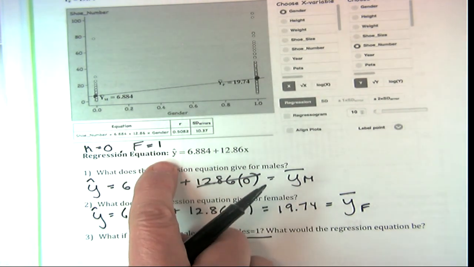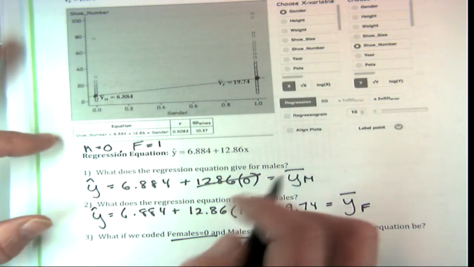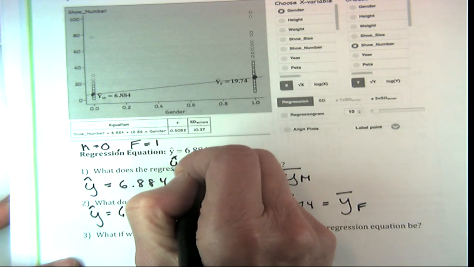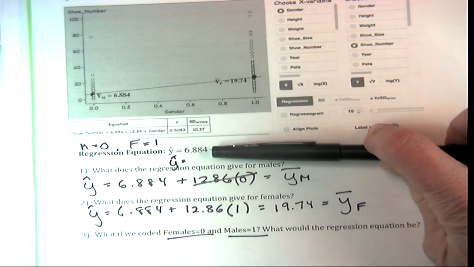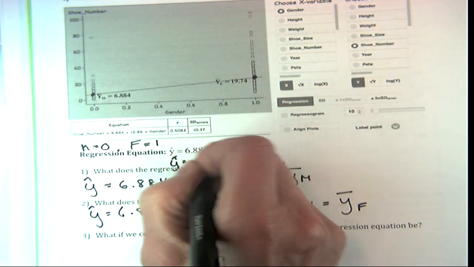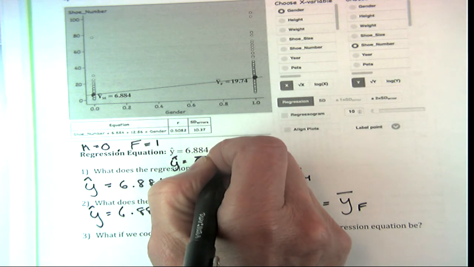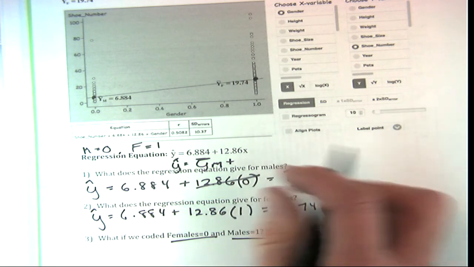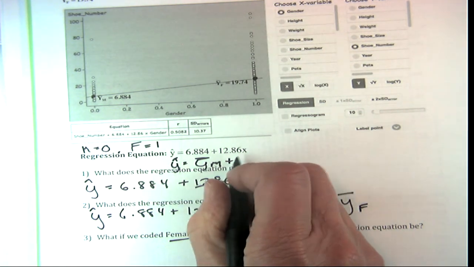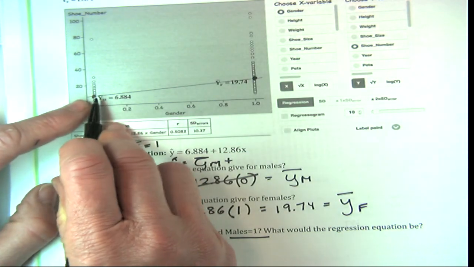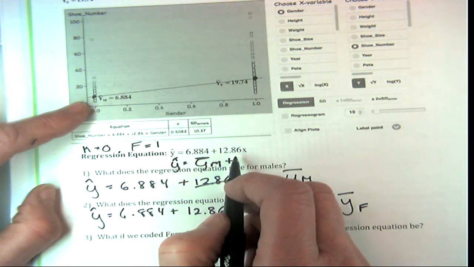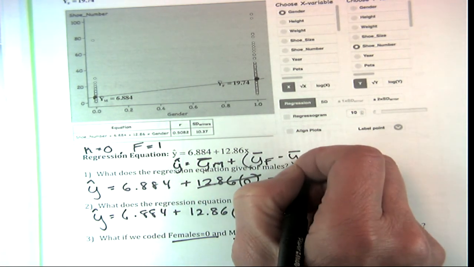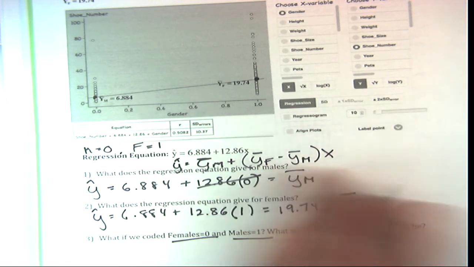Well, what are we doing here? Maybe it will help if we looked here. Do you see what we're doing here? Because males are coded as 0, when that's 0, let's just put in the average for males here. That's the average for males. And then what's this 12.86? When females are 1, that's just going to be the difference. When we go from males to females, we have to add 12.86. So that's just the female average minus the male average. So that's the form of it.